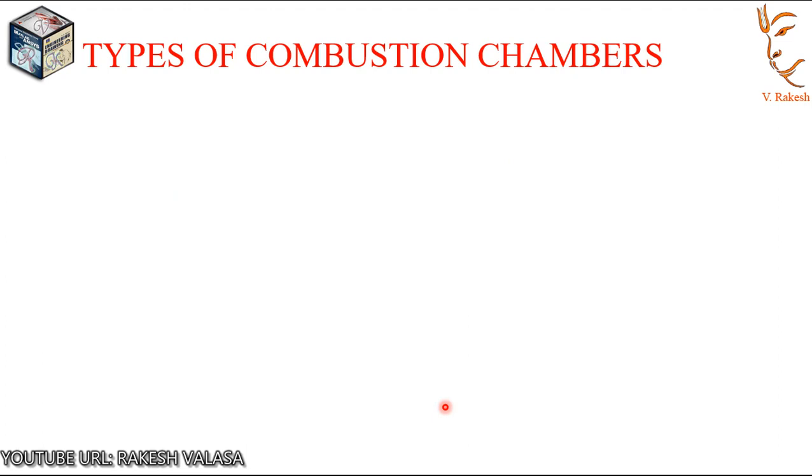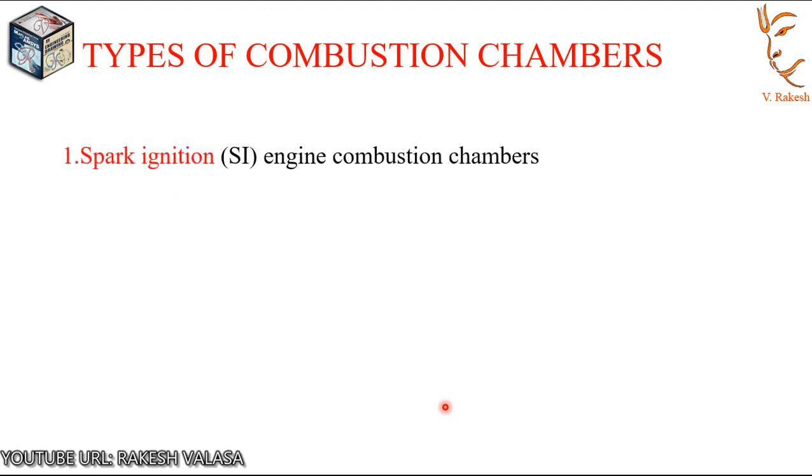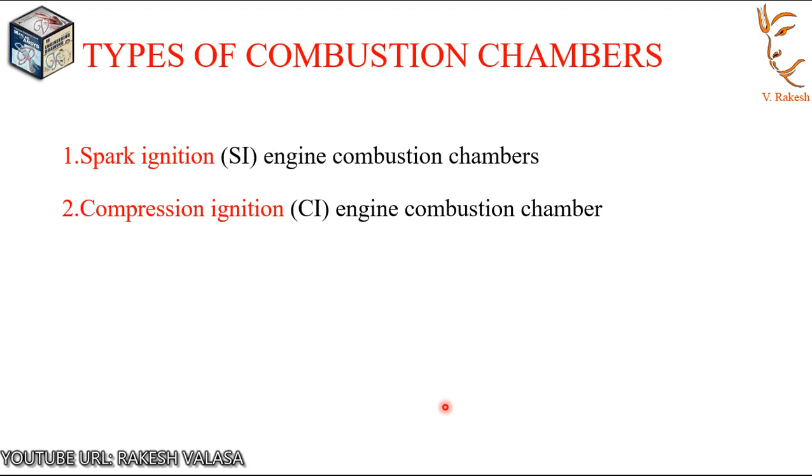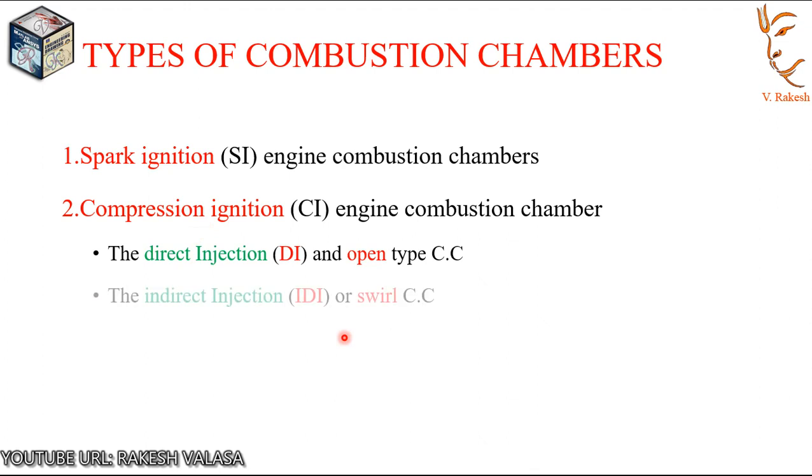Let us see the types of combustion chambers. Combustion chambers are divided into mainly two types. One is spark ignition engine combustion chambers. Second one is compression ignition combustion chambers. These compression ignition combustion chambers are divided into two types. One is direct injection or open type combustion chambers. Second one is the indirect injection or swirl combustion chambers.